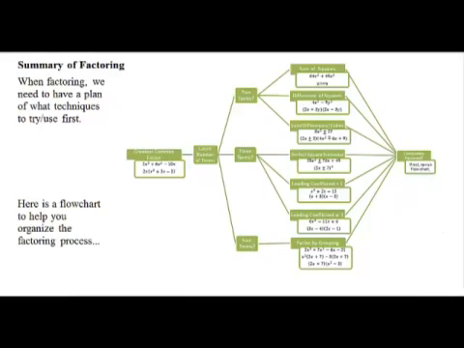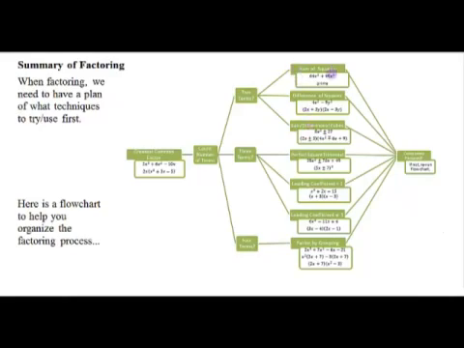The very first thing that we do is look for a greatest common factor. In this example, we have a greatest common factor of 2x, so we take that out and we're looking at this polynomial to factor now. The next step we do is count the number of terms. So if we have two terms, we have basically four choices: a sum of squares, a difference of squares, a sum of cubes, or a difference of cubes.